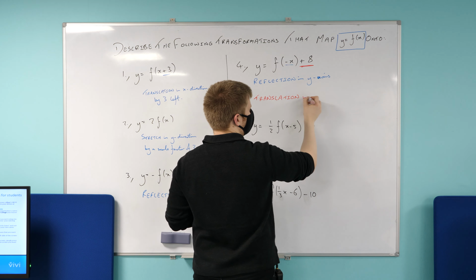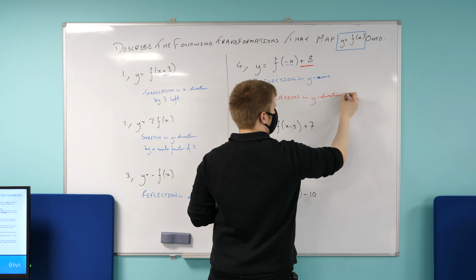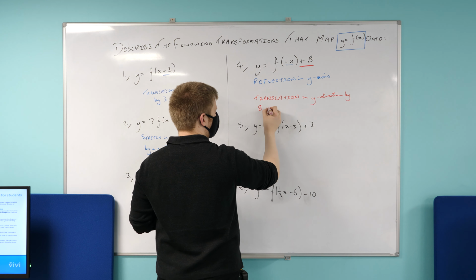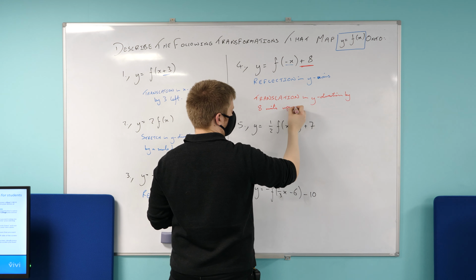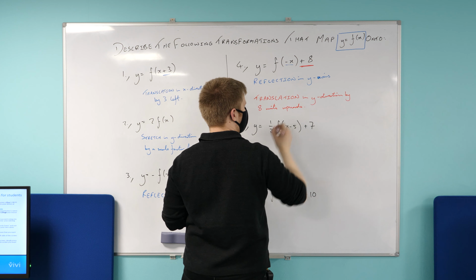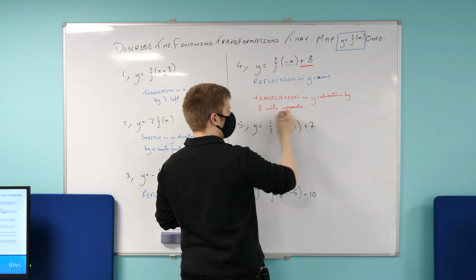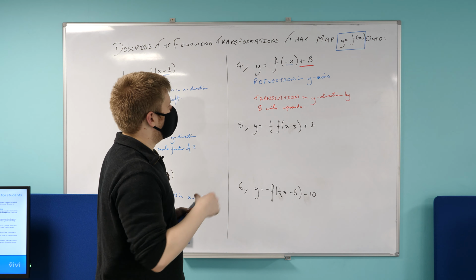So it's a translation in the y direction by 8 units up, so 8 units upwards. It's always good to put the direction in there. You don't necessarily need to, because you can apply it by positive or negative, but it's always good to show that you understand it's upwards.